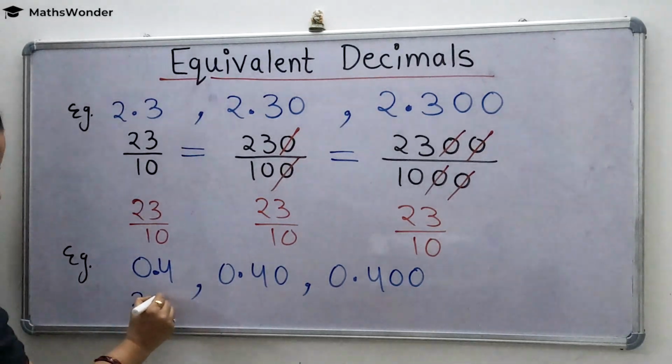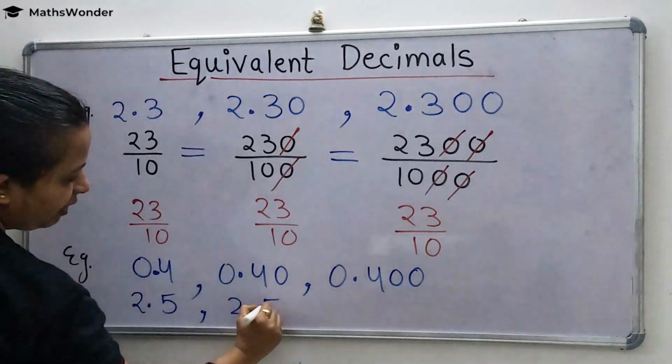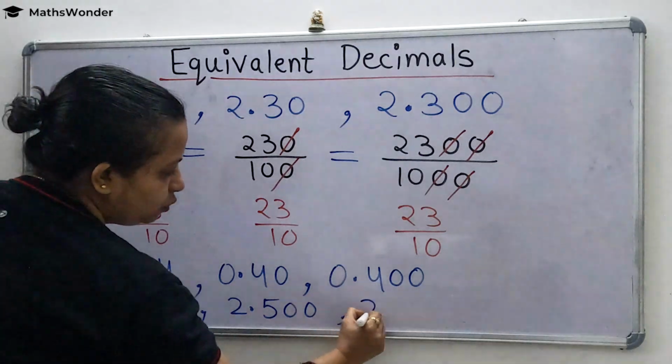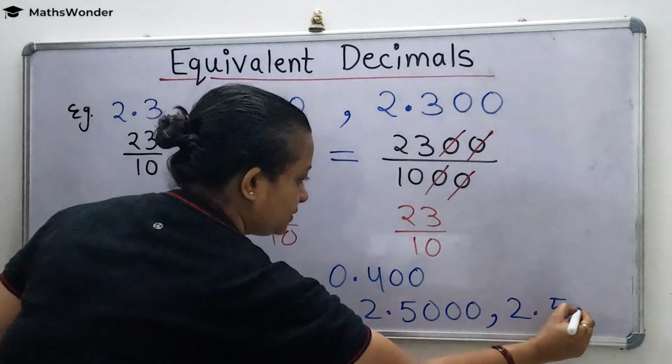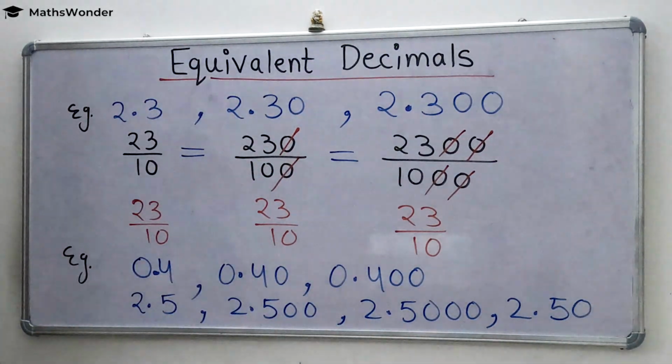Same with 2.5, 2.500, 2.5000 and 2.50. Now check all four. Are these equivalent decimals or not? Yes, right? So it's easy. Adding 0 to the extreme right of the decimal part of a decimal number does not change the number.